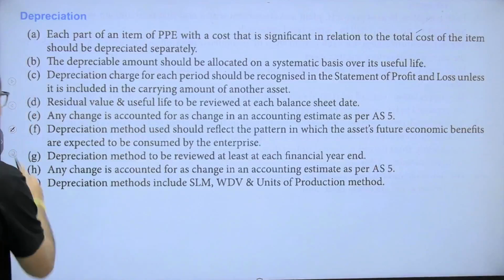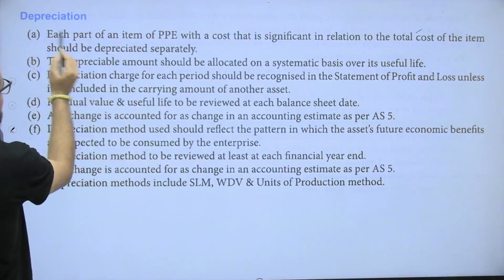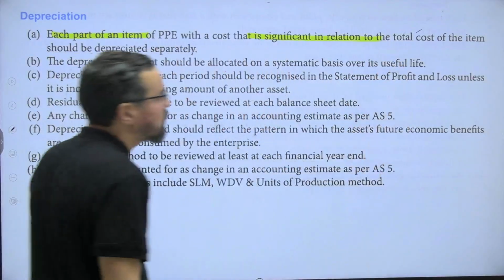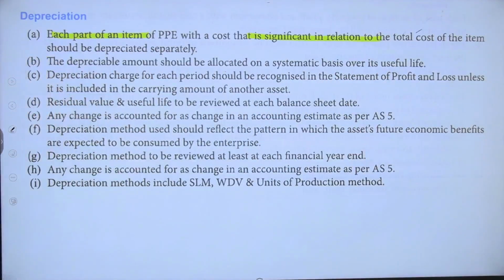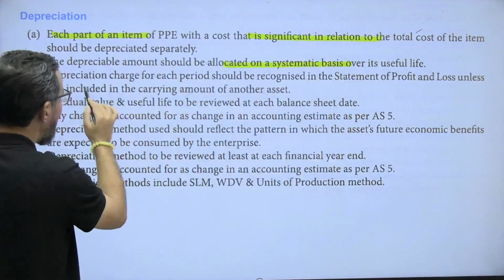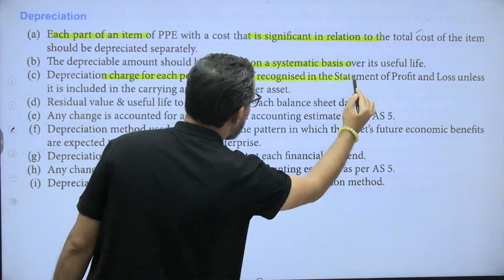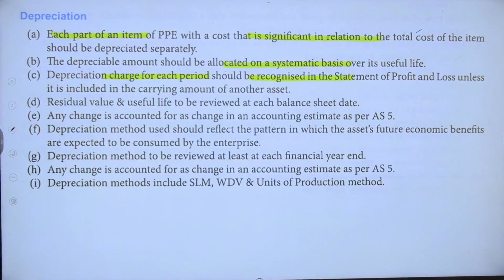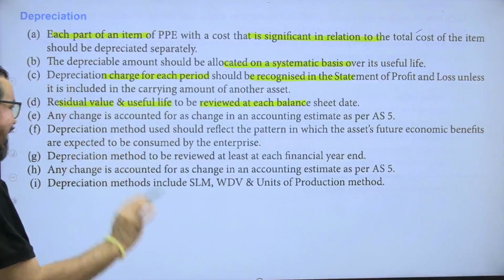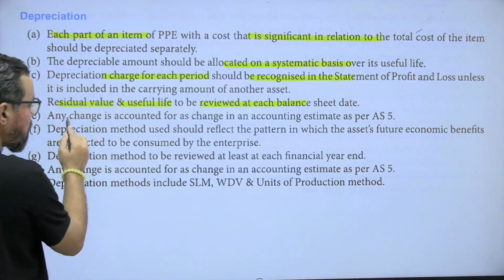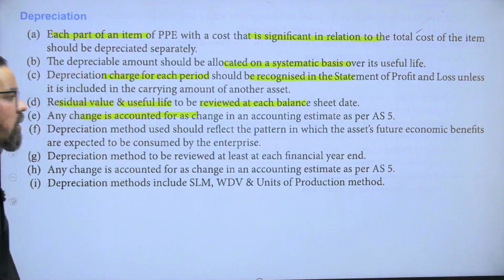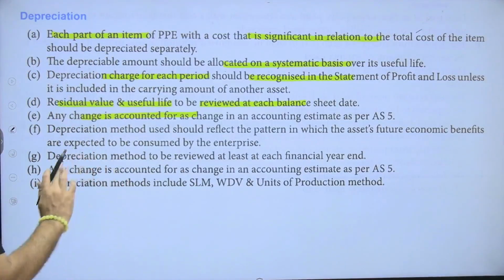So this is something which is given in your book itself. So let's have a look. Depreciation: each part of the item of PPE with cost that is significant in relation to the total cost of the item should be depreciated separately. The depreciation amount is allocated on a systematic basis. Depreciation charge for each period should be recognized in the statement of profit and loss. Residual value or useful life to be reviewed at each balance sheet date. Any change is accounted for as a change in accounting estimate as per Accounting Standard 5.